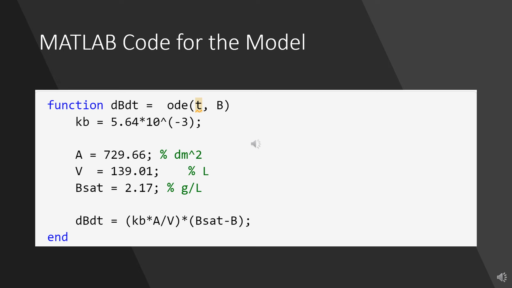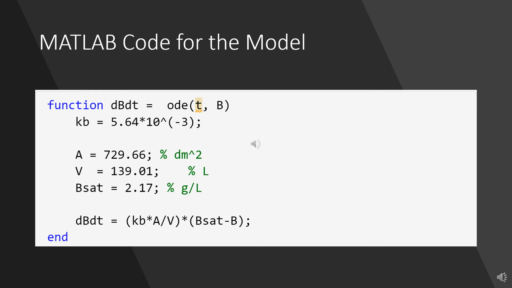First, we have Kb, which is equal to 5.64 times 10 to the negative third. Kb, in our case, represents the reaction rate constant. We then move on to A, which is representing the surface area on the inside of the pipe, and that is equivalent to 729.66 square decimeters. Please note that this was converted from originally feet squared. We then have our volume, V, equal to 139.01 liters. This was converted from cubic feet. And our saturation concentration for benzene, Bsat, which is equal to 2.17 grams per liter.